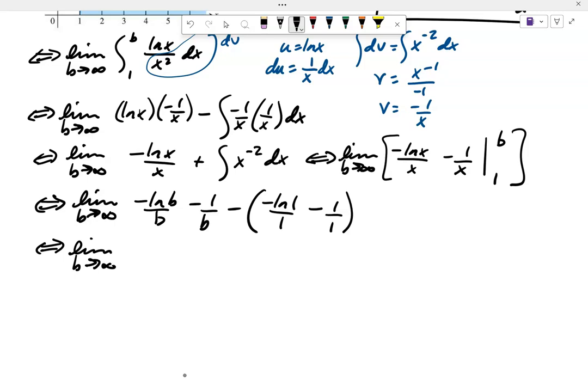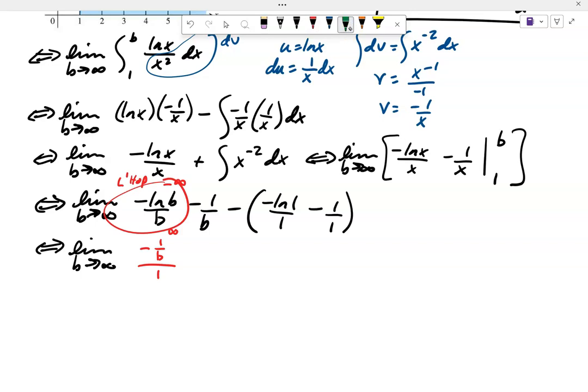And here we've got L'Hopital's again. See how I've got negative infinity over infinity. And so I'm going to run the derivative on that. So the negative stays in front. I run the derivative of the natural log. That's 1 over b. And then down here I also run the derivative of b, which is just 1.